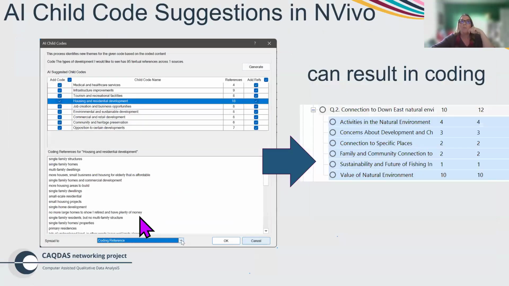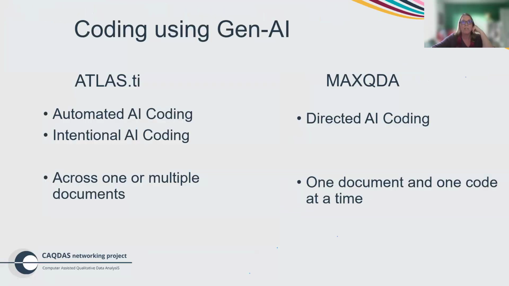NVivo has something similar, but as well as giving you the suggestions, it's giving you examples from the data that fit into that suggestion. And if you like the suggestion, you can have the AI implement that coding based on the subcodes. So some quite big differences just stemming from the code suggestion functionality. Then we've got the actual coding, and there's some big differences here. Atlas TI has the fastest and broadest coding at the moment across one or multiple documents. MaxQDA is much more step-by-step, much more directed, and I'll show you what that means in a moment.